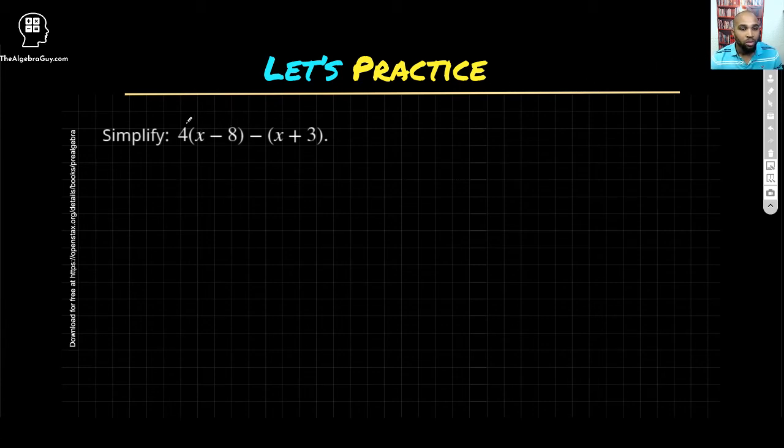All right, we got two terms. We have to break this down, distribute in two pieces this time. So let's go ahead and do that. 4 times x is 4x. 4 times a negative 8 is a negative 32. Negative 1, right, times x is negative x, and a negative 1 times 3 is a negative 3.